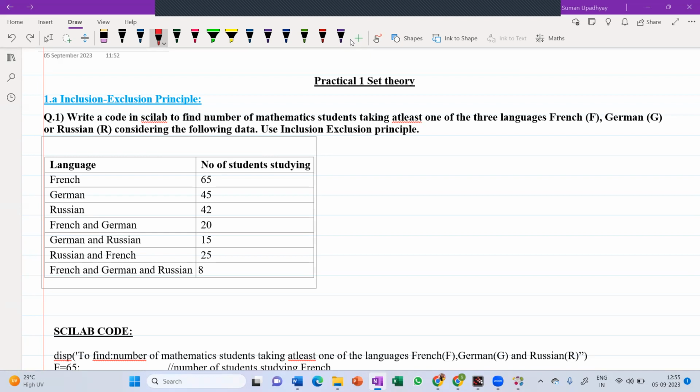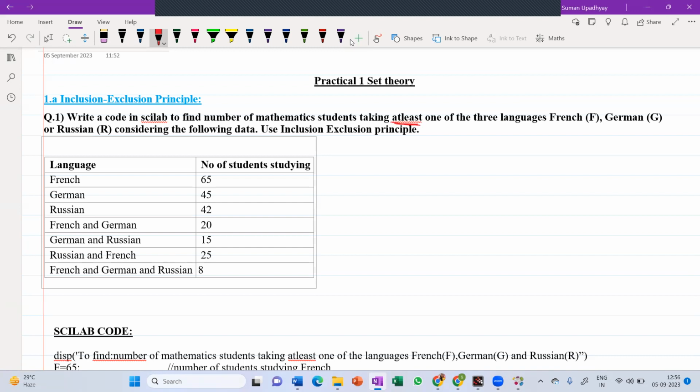So what is it asking? Let us understand that first. It is asking us to find the number of mathematics students taking at least one. At least means what? It can be one or more than one. So we want those students who have taken either French or German or Russian. There can be a student who has taken two languages or all three languages. That's fine. But they have taken at least one, so they will be included in our answer.